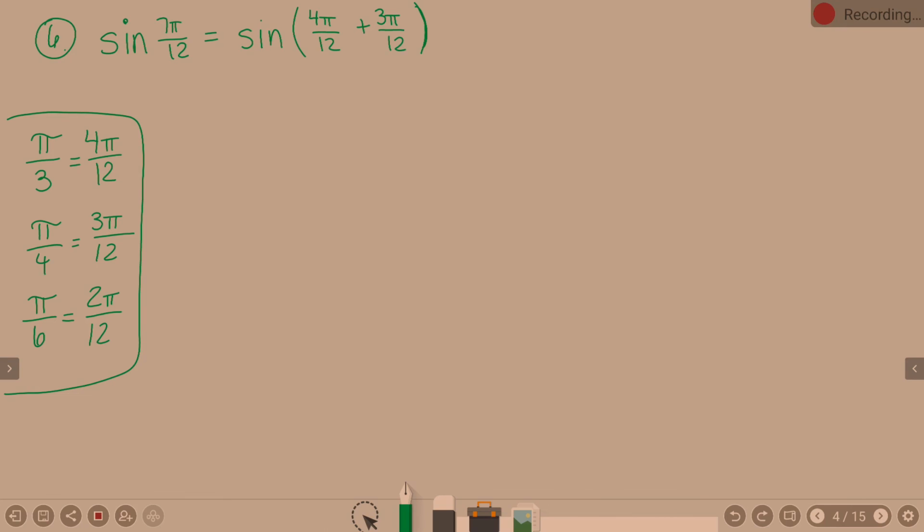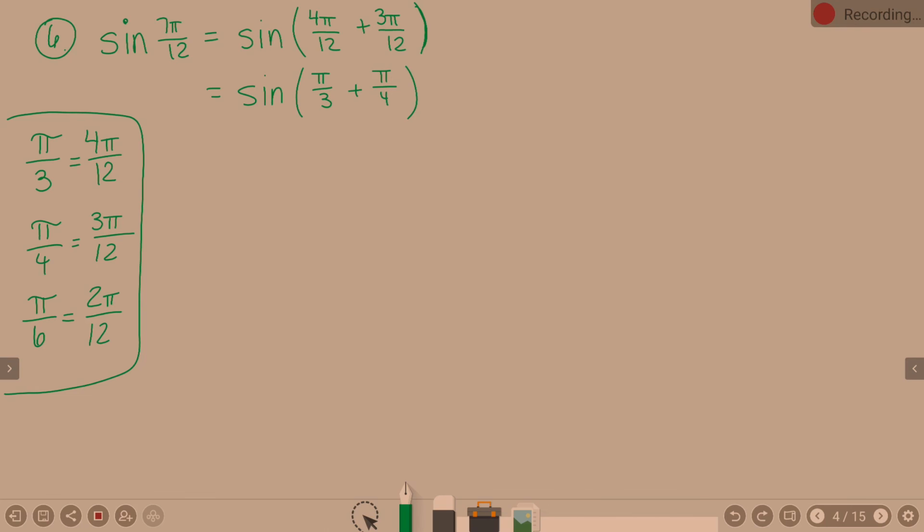Does that make sense? Okay, now, if I continue on through here, the next step, I'm going to reduce these. Oh, hey, 4 pi over 12 is pi over 3, plus 3 pi over 12 is pi over 4. And now I'm like, oh, I can do this because those are in my chart.